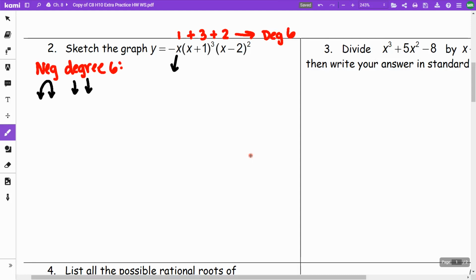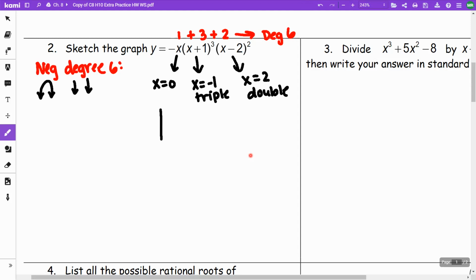Now, our zeros: we have x equals 0, that's a single. We have x equal -1, which is a triple. We have x equal 2, which is a double. So I want to pay attention to that. Okay.